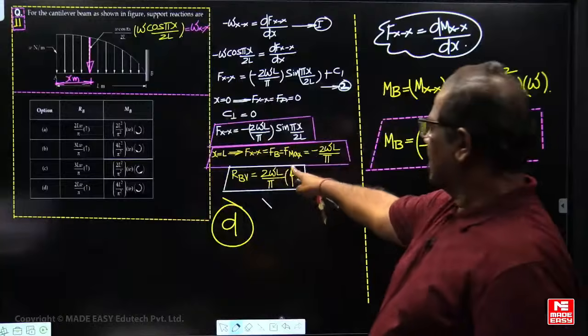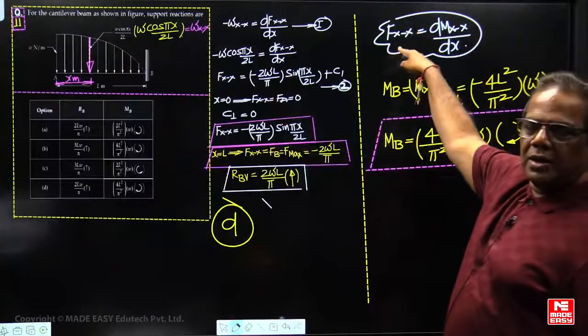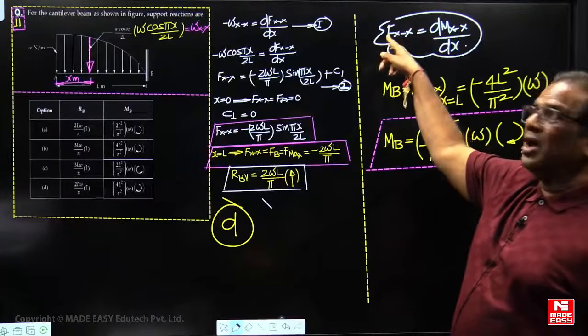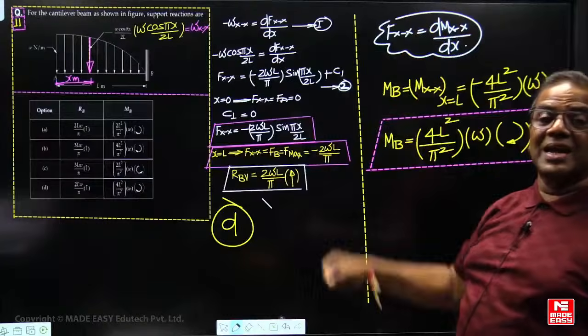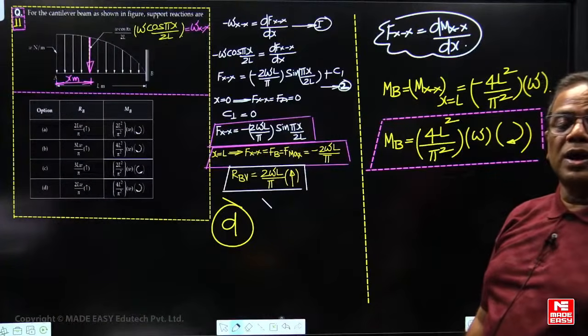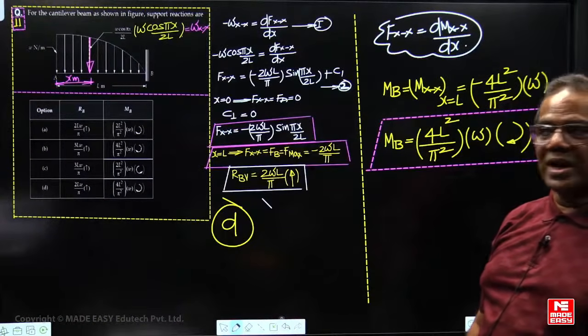I already explained. Substitute the shear force equation here. Do the integration, then you are going to get a bending moment equation. Then you are getting a constant. How to find out the constant of integration? By using the boundary condition.